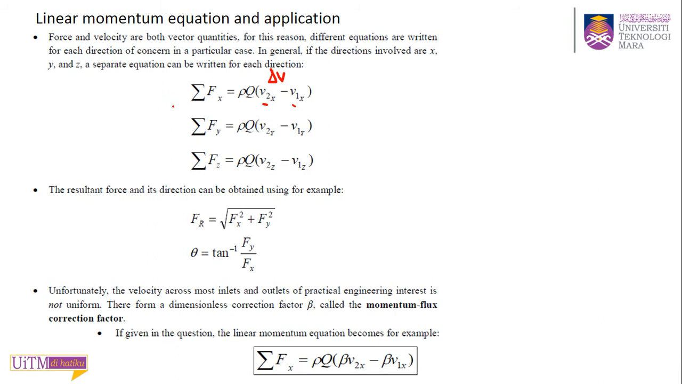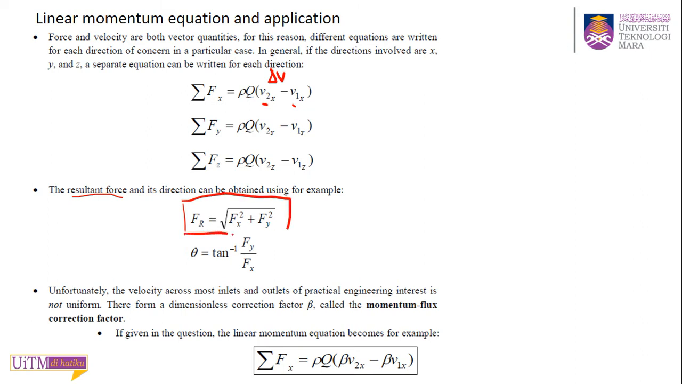If there is only x and y, you just write x and y. If there is x, y and z, then you have to write x, y and z. And to find the resultant force, like we learned before, you need to add both forces in all directions. If you only have two directions, x and y, take the square of the force in x direction plus the square in y direction, and the square root of this will give you the total resultant force.